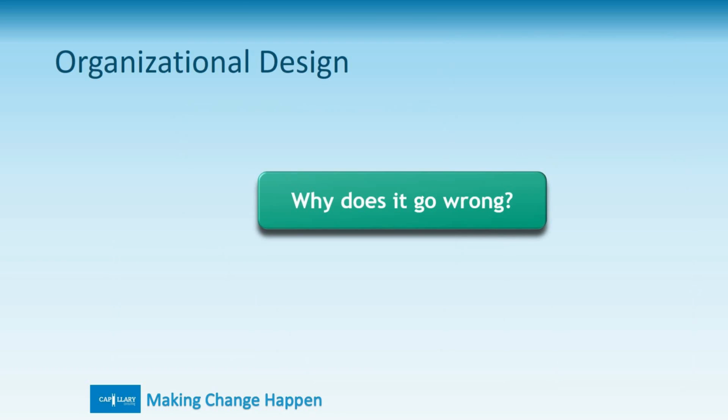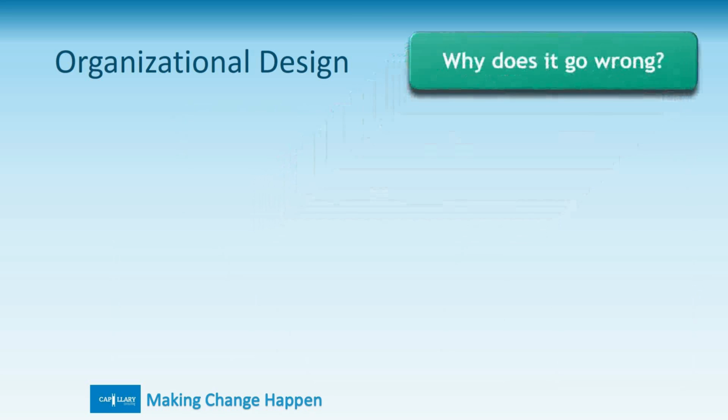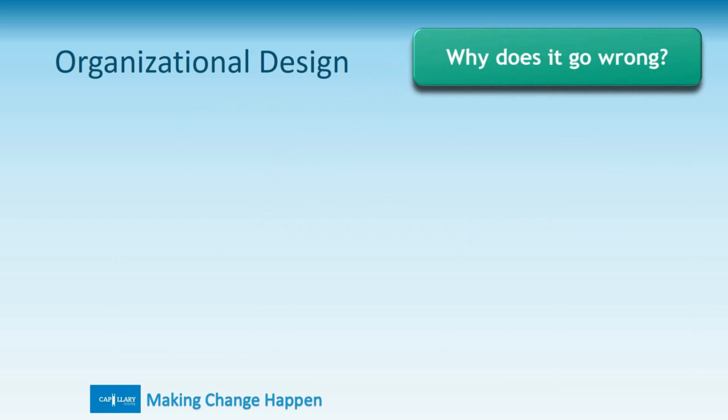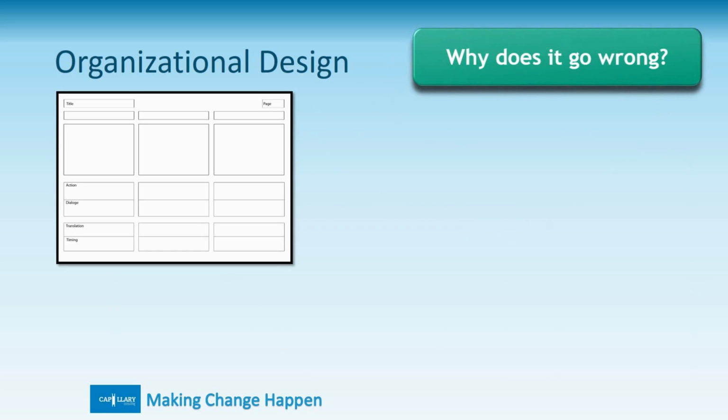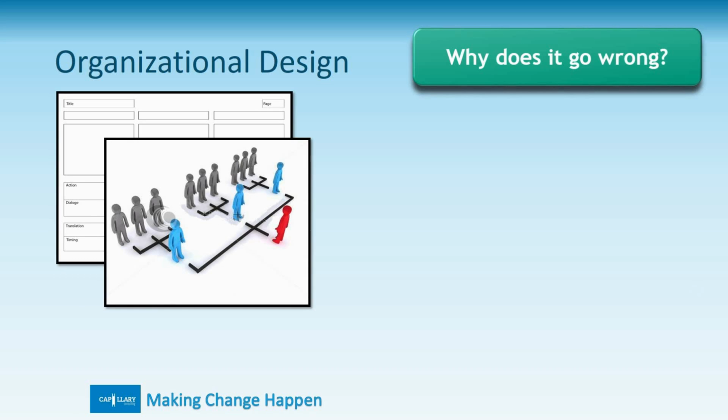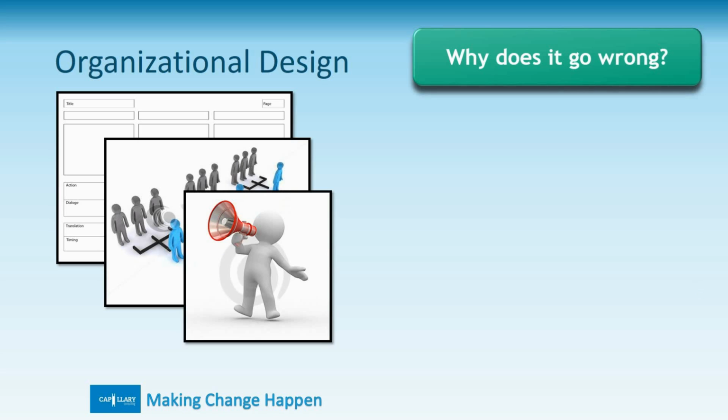Why does it actually go wrong? What happens when somebody does an organizational design review and things don't go according to plan? Well, primarily it's because somebody starts off with a template and tries to force the organization to fit the template. They decide what the structure should look like and then start to make it appear that way. They start telling people where they go, how they go, and focus again on their structural hierarchy without thinking about what works best for the business.